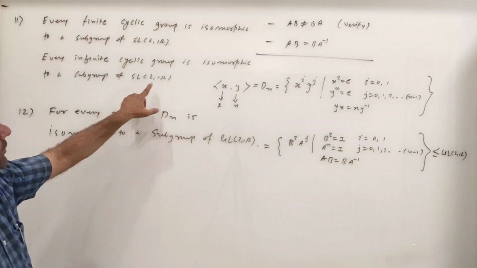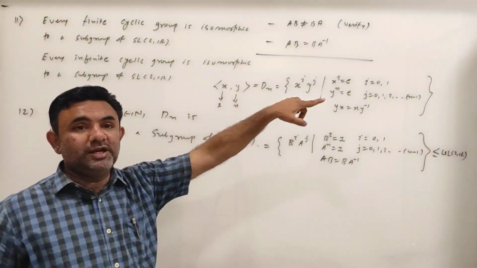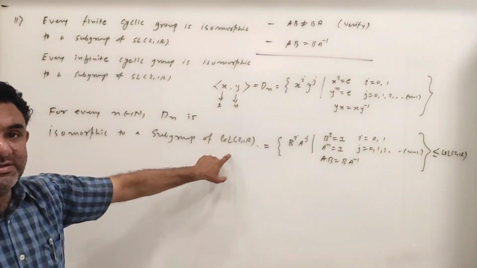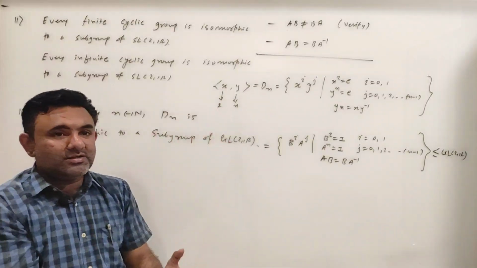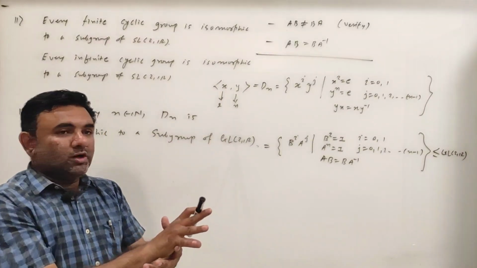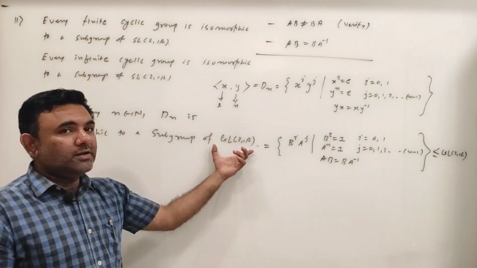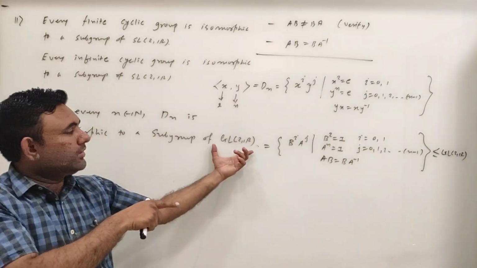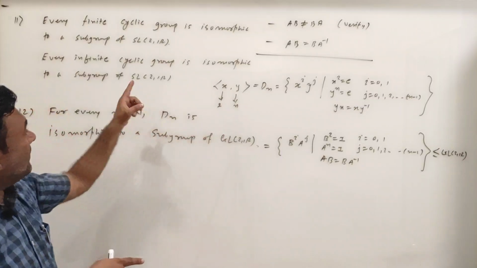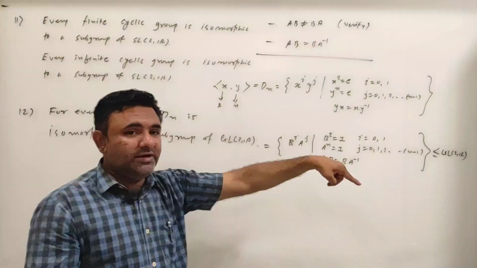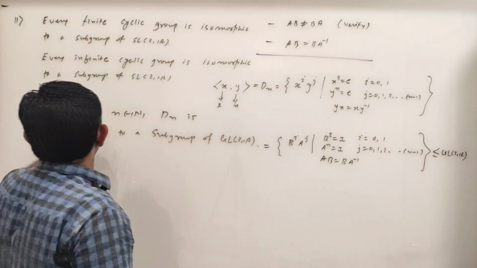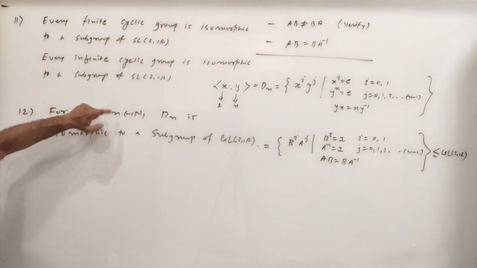Why? Because SL2R is a subgroup of GL2R, but here you can't say SL2R because GL2R is larger and SL2R is smaller. SL2R is sitting inside this. So it does not mean you can find it in SL2R, but if you find it in SL2R then definitely you will find it in GL2R. So this is the difference between these two, right?